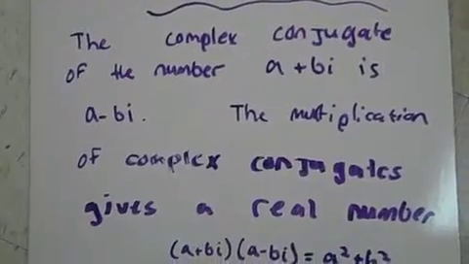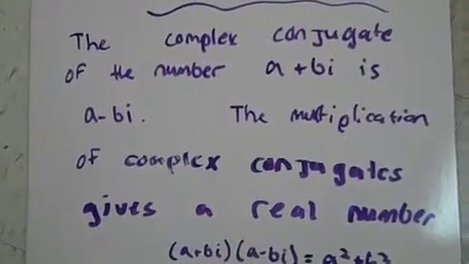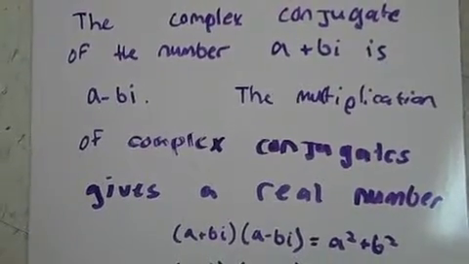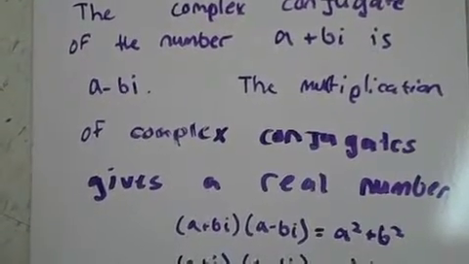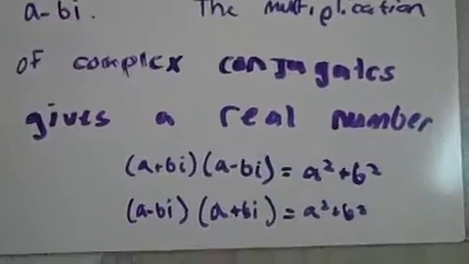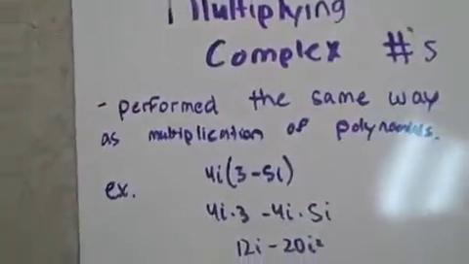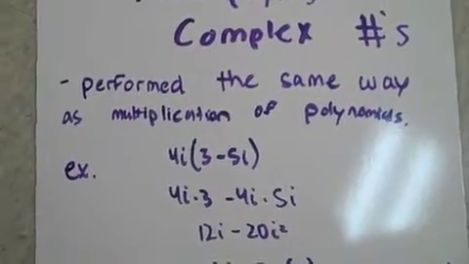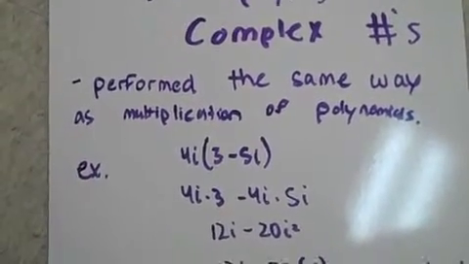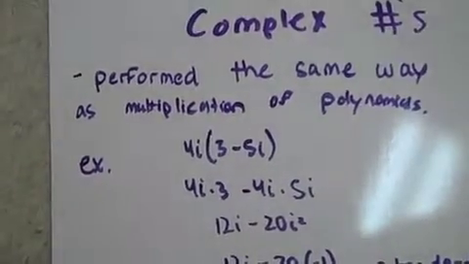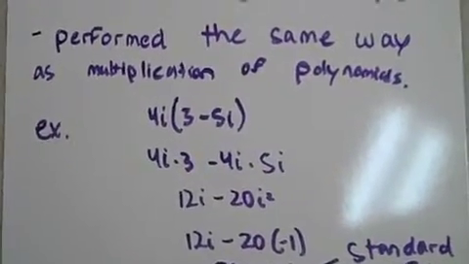Conjugates. The complex conjugate of the number a plus bi is a minus bi. The multiplication of complex conjugates gives a real number. And there's an example for you. Multiplying complex numbers is performed the same way as multiplication of polynomials. You'll use the FOIL method. And there's an example. Your answers should always be in standard form.